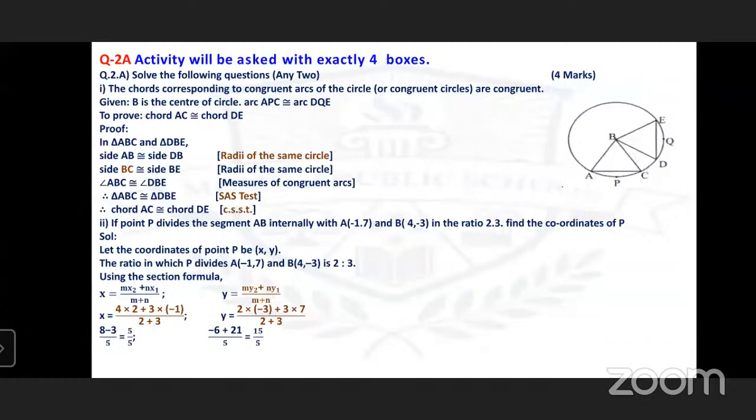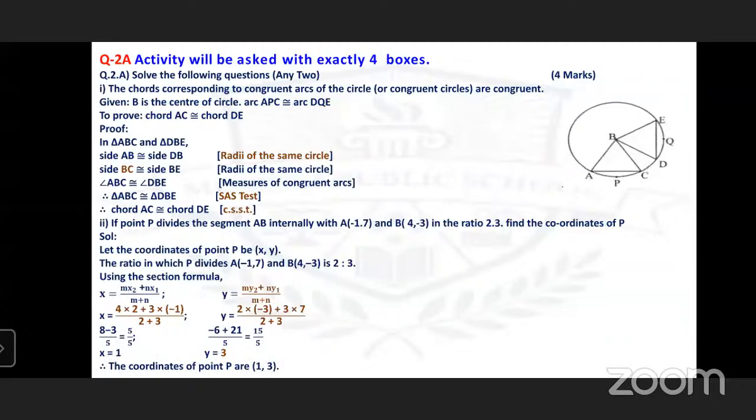And in case of y, y is equal to m y2 plus n y1 upon m plus n. Again, we substitute the values of y1, y2, m and n. So we get 2 into minus 3 plus 3 into 7 divided by 2 plus 3. So here we get minus 6 plus 21 divided by 5. So 15 by 5 is equal to 3. So x is equal to 1 and y is equal to 3. Then we write the coordinates of point P are 1, 3.